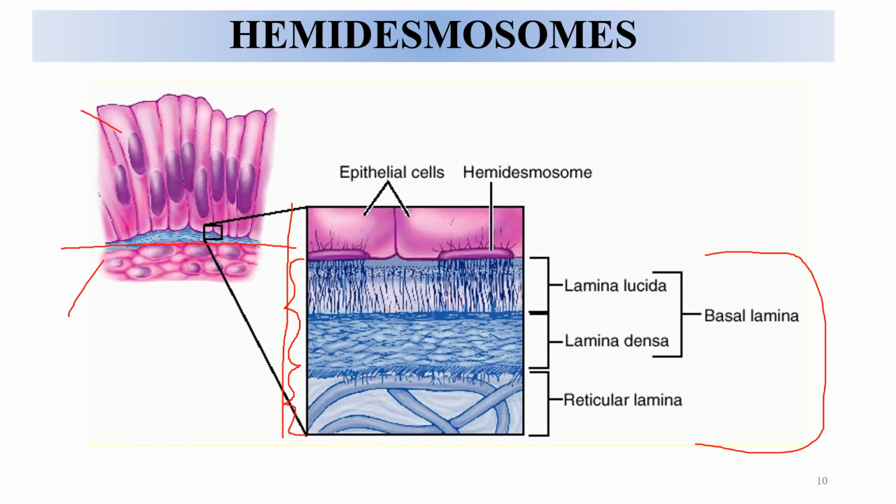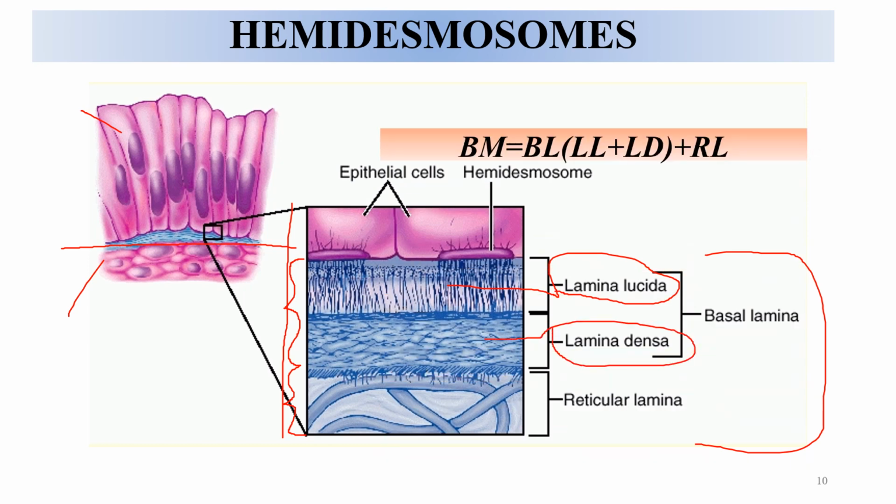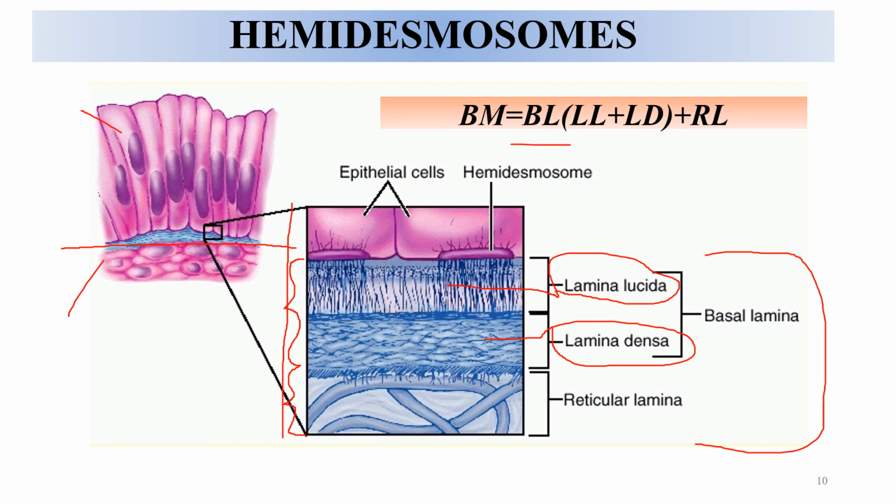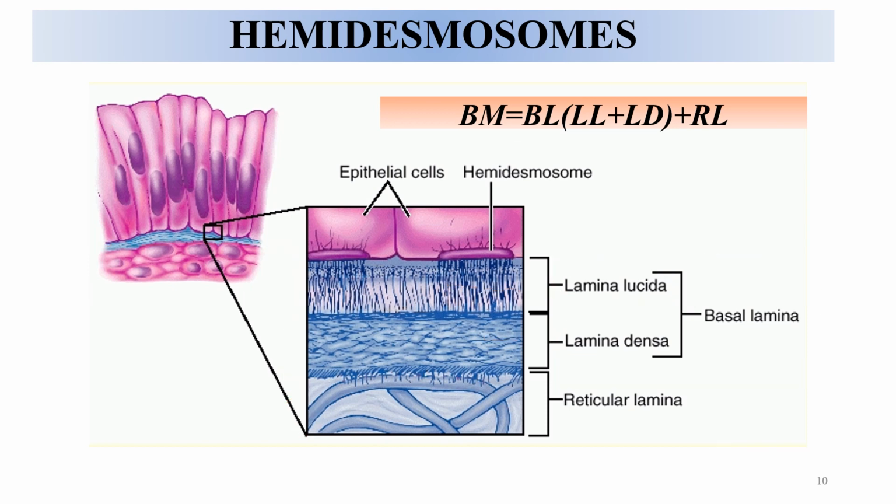the reticular lamina, and the basal lamina in turn is formed by the clear zone, that is lamina lucida, and the denser zone, that is lamina densa. So basement membrane is equal to basal lamina plus reticular lamina. In turn, basement membrane is equal to lamina lucida plus lamina densa plus reticular lamina.